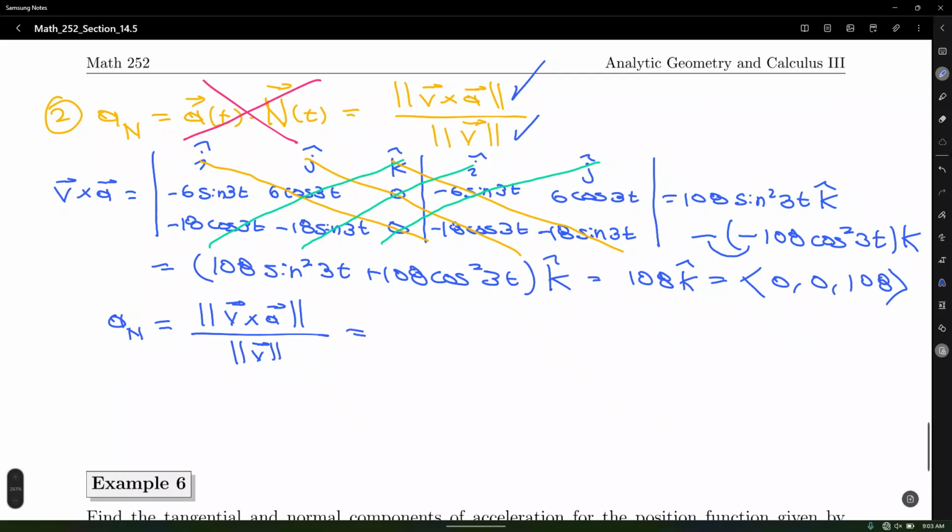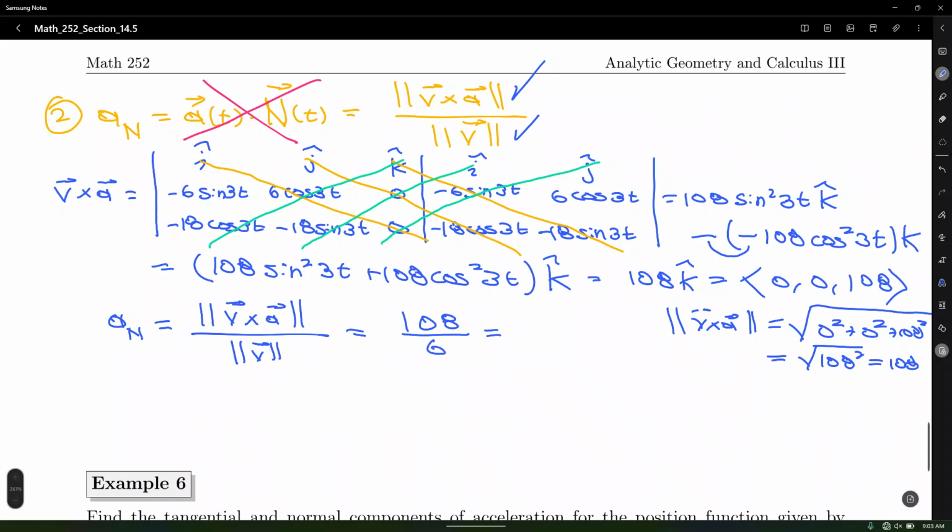oh, I need the magnitude of this, right? The magnitude of v cross a, that is the square root of 0 squared plus 0 squared plus 108 squared. Don't waste time squaring the 108 because this is going to give us the square root of 108 squared, which is simply 108. That is 108 over 6, which equals 18.